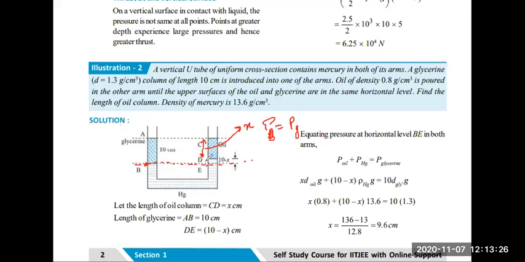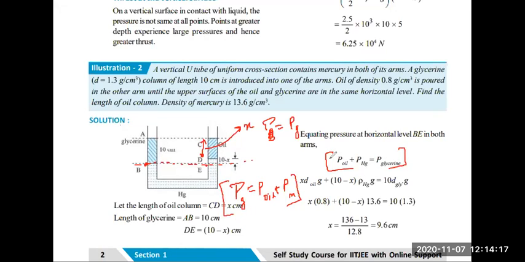Now, when you talk about this point E, above this point E, what are the liquids present over here? Is it just oil or oil and mercury both? Both, right? Very good, Ria. So can I say that pressure at point B, which is due to glycerin, should be equal to pressure due to oil plus pressure due to mercury in this level D to E. Got it, everyone? I hope all of you got this concept. This is the basic concept, right? After this, it is just putting in the formula.